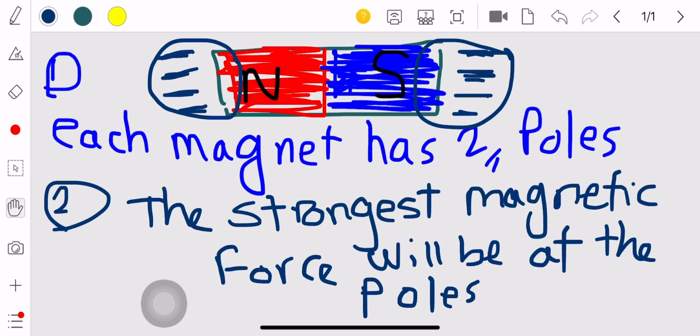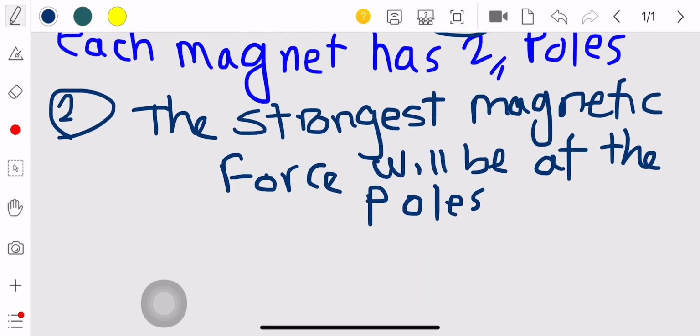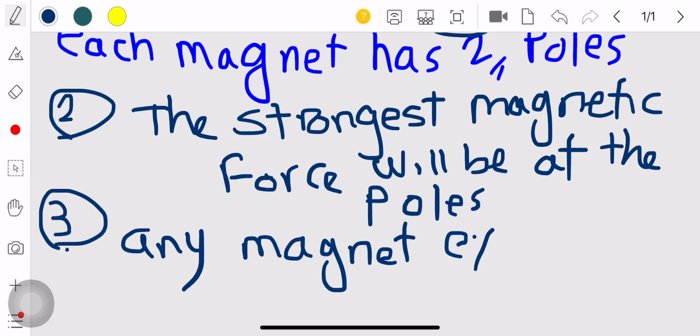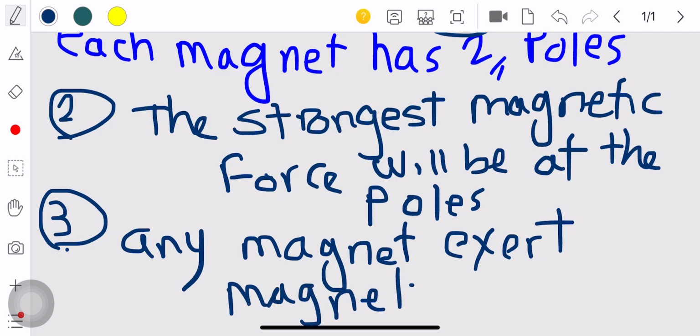Magnetic force, like any force, we define it as push or pull. Excellent. Or we can define it as when we talked about charges: it can be called attraction or repulsive force. So the third property is that any magnet exerts magnetic force. This magnetic force can be what or what? Excellent. This magnetic force can be attractive.